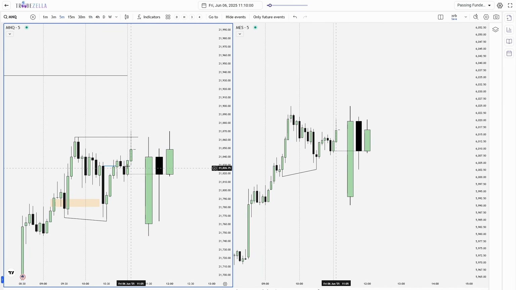Although we have a closure above, we are reacting above the previous candle high, and I missed the initial entry, so we would wait another candle.